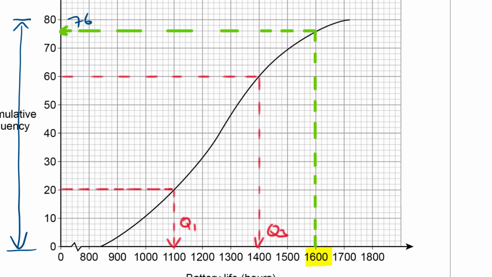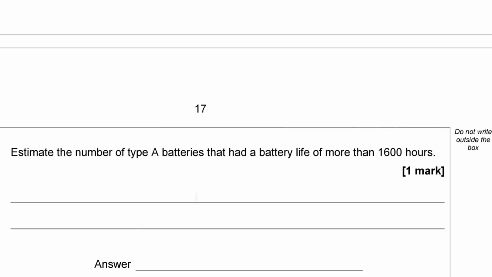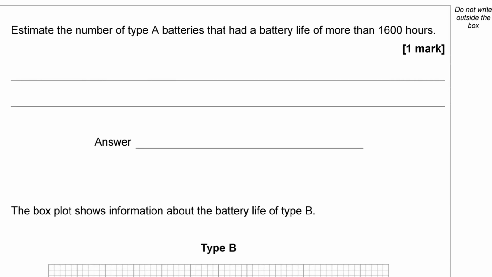Okay, now the question didn't ask me that. It asked me how many batteries had a life bigger than 1600. So it's not the 76 as my answer, it's my difference between 76 and the top, which is 80. So the difference between 76 and 80, those batteries had a life longer than 1600 hours. So it's going to be 80 subtract 76, which is equal to 4 batteries.